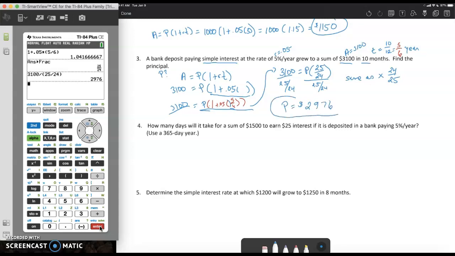$2,976. Now, the reason why I knew that I had made a mistake the first time was because I got a P value out that was bigger than the A value. A is what it accumulates up to, P is what it starts with. So if you're investing money, your principal better be less than your accumulated amount. Otherwise, you haven't actually accumulated any wealth. So that can be a way you can double check your answers to make sure they make logical sense, which is how I just caught that mistake.